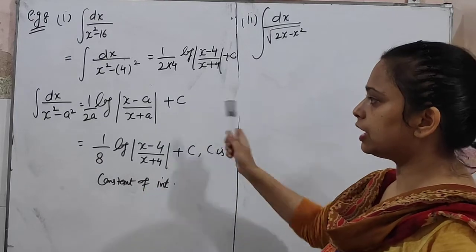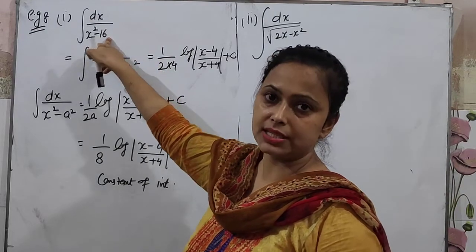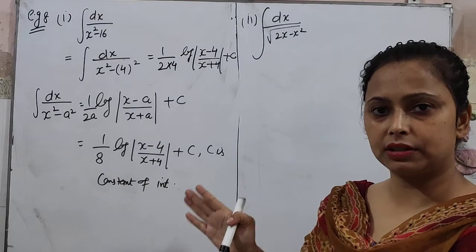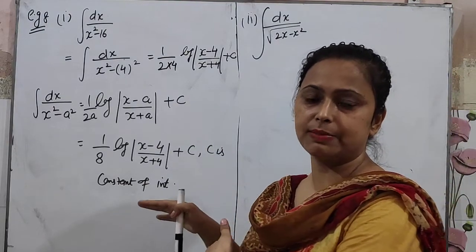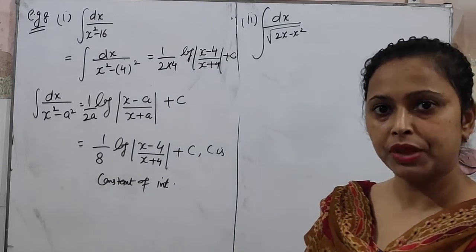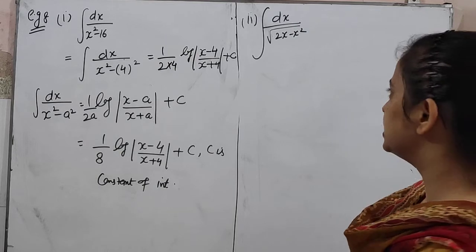But if this question comes for 4 marks, then you have to split this x square minus 4 square by separating the factors, 1 by x plus 4, 1 by x minus 4, and then you will find this answer. You will not use that formula. Is that clear? Now the next question is dx upon root of 2x minus x square.